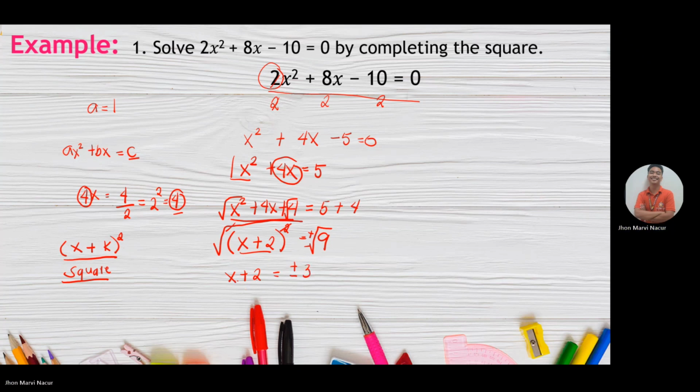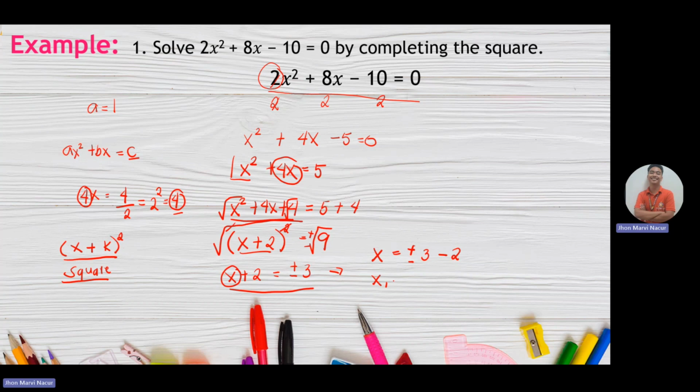So next, we need to find the value of x. From this format, x plus 2 is equal to positive and negative 3. We need to solve for the value of x. So we have x, we transpose, or we need to add negative 2 to both sides. X is equal to positive and negative 3 minus 2. Since we have positive and negative 3, we will have two solutions.